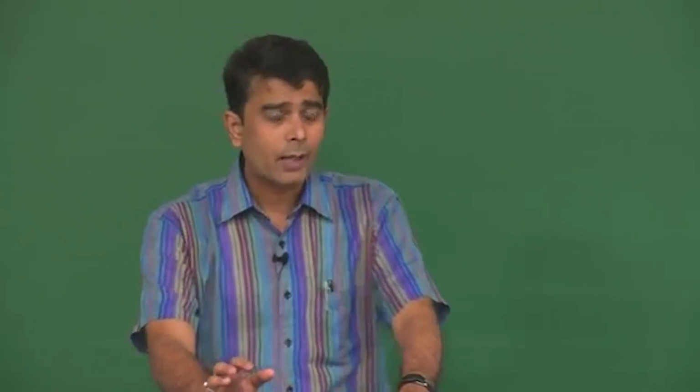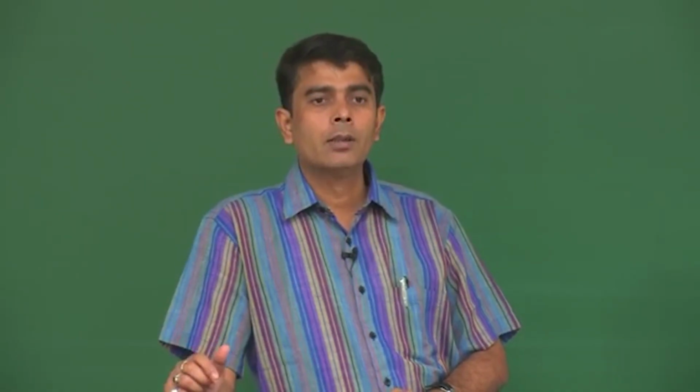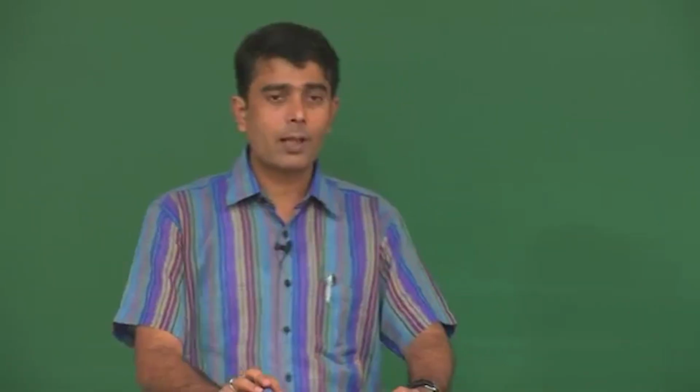So, there are certain facts which one must understand today, in a very brief presentation of certain statistics. Today 1.2 billion people live without electricity, 2.8 billion still cook their food without solid fuels, 1 billion people live more than 2 kilometers away from their house, almost 75 million people lack drinking water facility, and a country like India needs investment of US $1 trillion in new infrastructure projects between 2012 to 17. That was the statistics of the Department of Economic Affairs, Government of India in 2014. Apart from India, if you look at Africa, according to the Africa Infrastructure Country Diagnostic, the infrastructure needs of sub-Saharan Africa exceed US $93 billion annually over the next 10 years, and that shows what type of challenges a country is having.